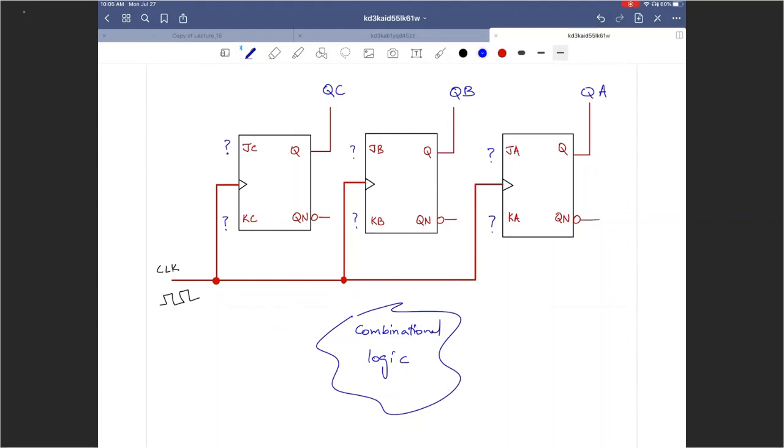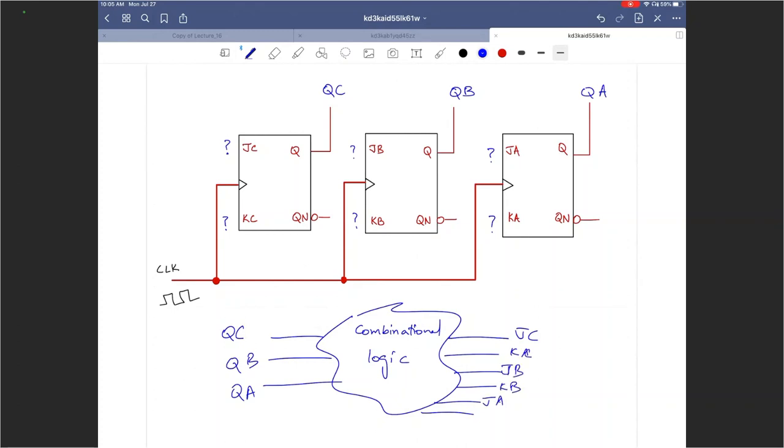that will take the inputs QC, QB, QA and give you the outputs JC, KC, JB, KB, and JA, KA. And that's how you would figure out those inputs. And once you figure that out, this will become a positive edge triggered counter using 3 JK flip-flops to count in the sequence that you guys have picked out. All right, so what I'll do is I'm going to stop things here.